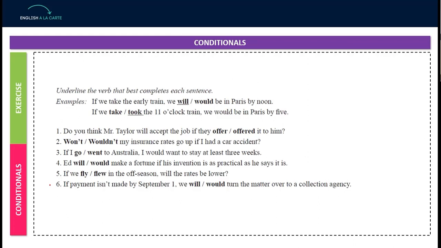If we take the early train, we will be in Paris by noon. If we took the 11 o'clock train, we would be in Paris by 5. It's very simple. I select will because the verb is in present simple. I select took because I have would. You see? Okay. I'm going to give you some time. Try to select the correct option. You will have two options, but only one is correct. If you have any questions, let me know.